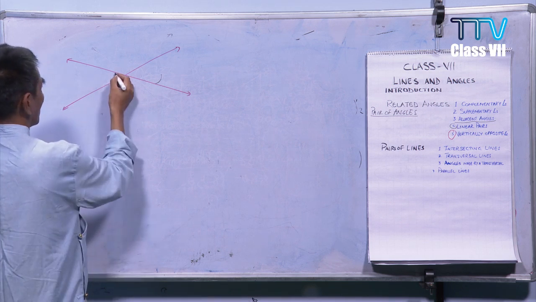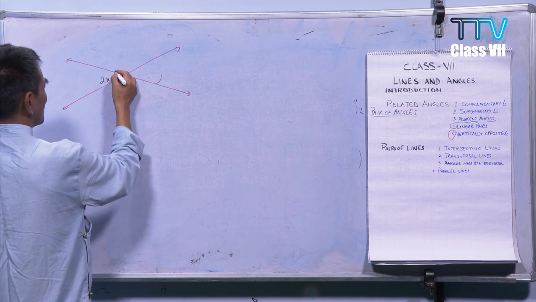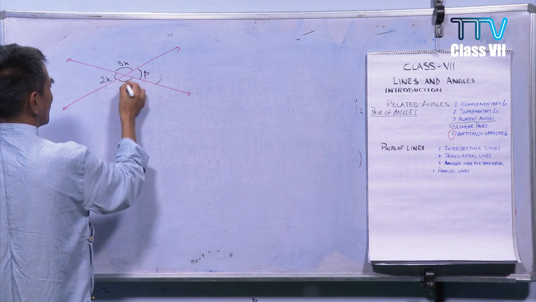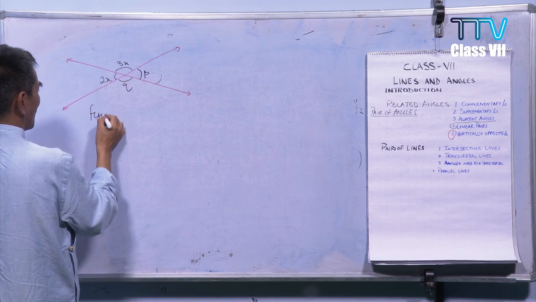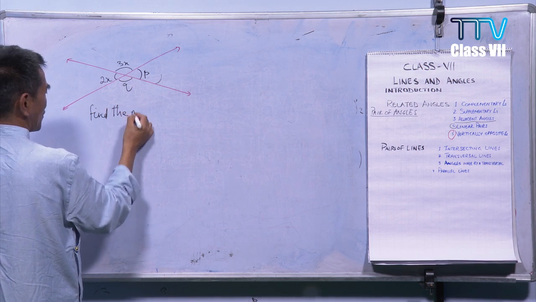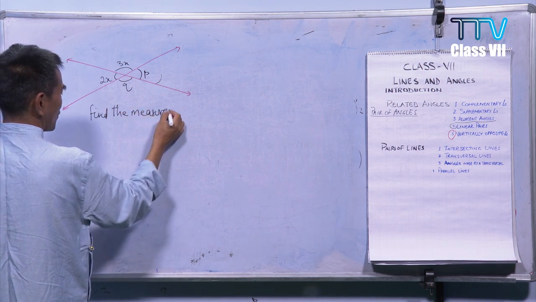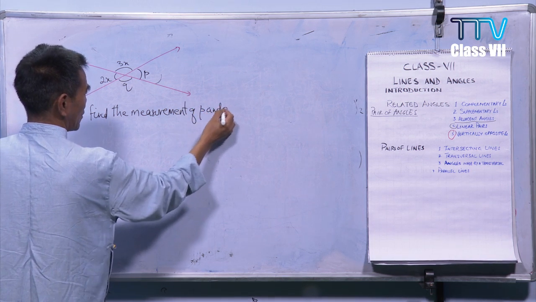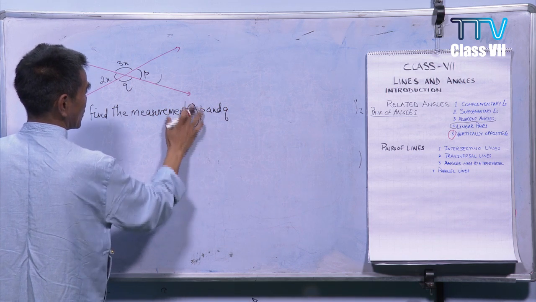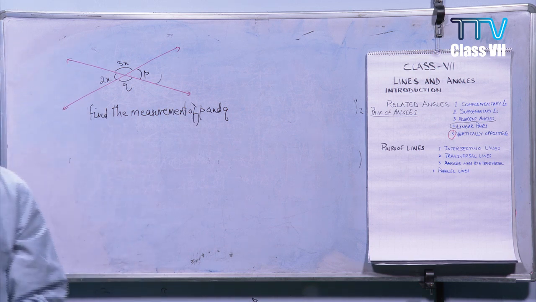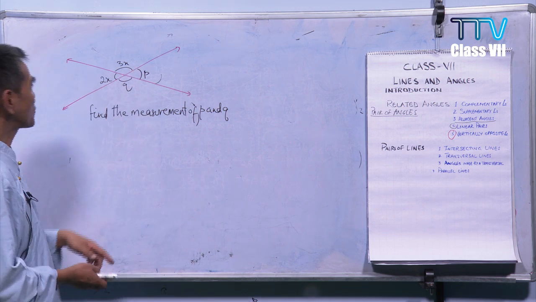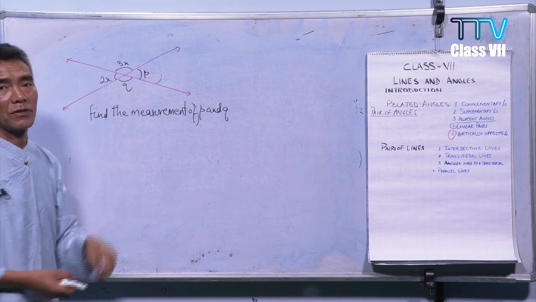Okay. This angle equals 2x and this angle equals 3x. You are asked to find P and Q. Find the measurement of P and Q. So angle P, angle Q measurement. And in this chart we have 2x and 3x here.